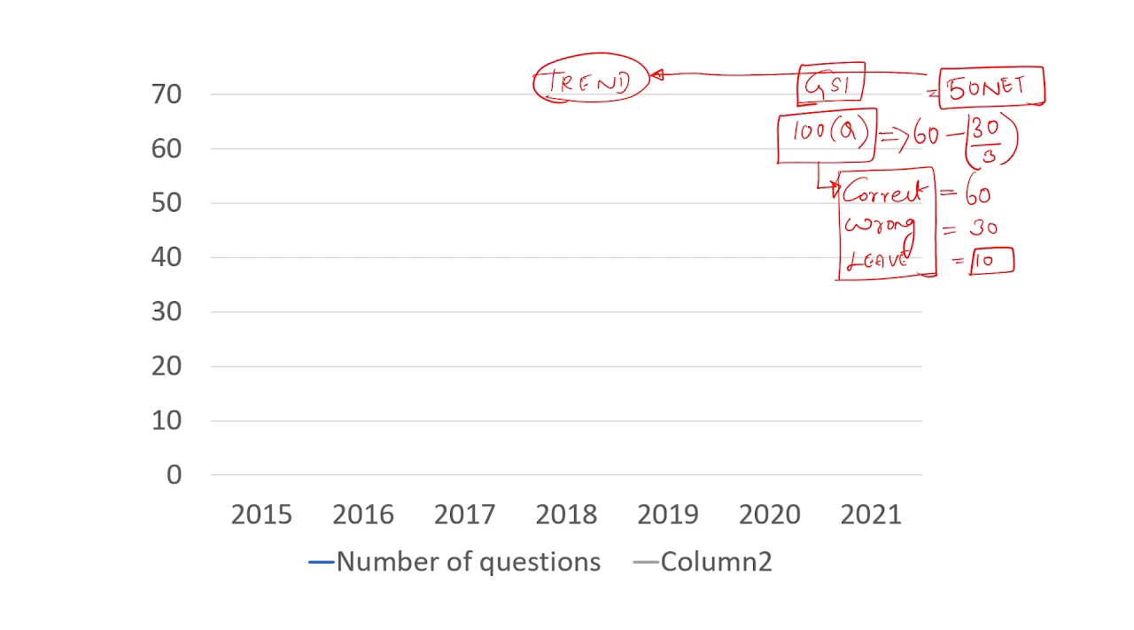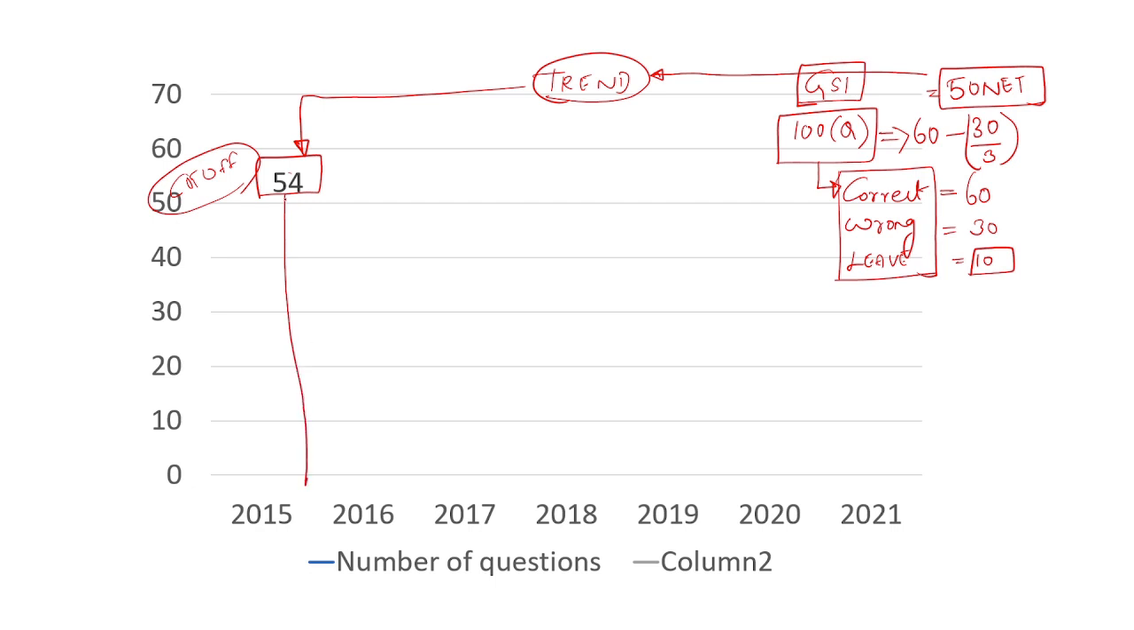But now if you see this trend, you should know. For example, in 2015, this is the net mark, that is, the number of questions right minus the number of questions wrong divided by 3. This is the net number of questions, or this was the cutoff in 2015.